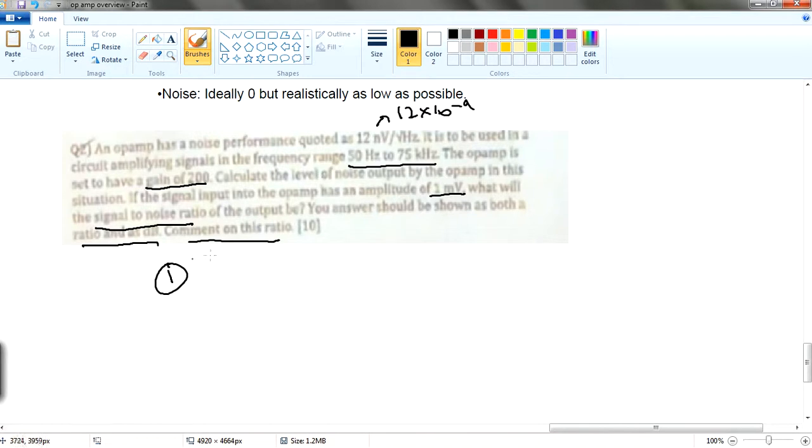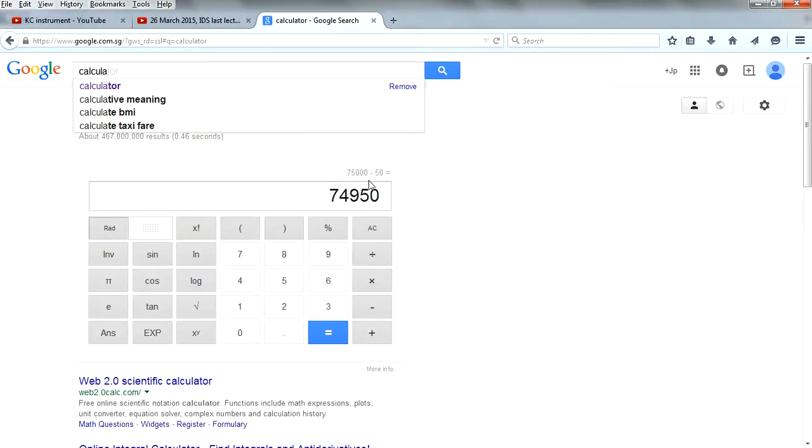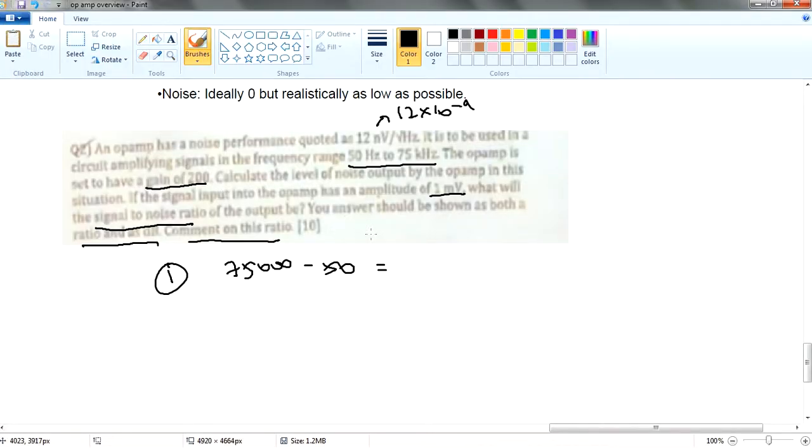So the first thing, if you remember previously, we have to first find the range. So 75,000 minus 50 equals to this value, and then I square root this thing. 74950, I'll have 273.7699. This is to calculate the frequency range.